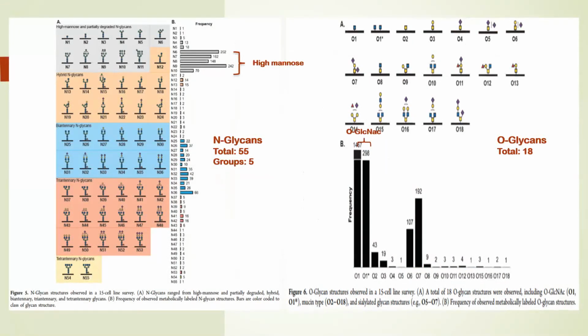The use of probe mixture 3 in studying the 15 cell lines resulted in the identification of 55 N-glycans, which is here, which were grouped into 5: the high mannose, the hybrid, the biantennary, the triantennary, and the tetraantennary. And they also identified a total of 18 O-glycans. The high mannose ones are the most abundant for the N-glycans, while the O-GlcNAc or the N-acetylglucosamine are the most abundant ones for the O-glycans.